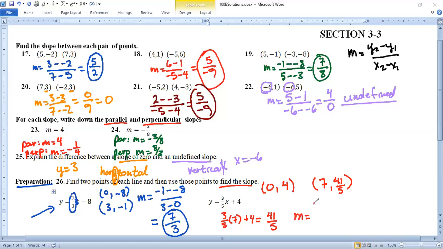Slope is 41/5 minus 4, y minus y, over x minus x, 7 minus 0. 41/5 minus 20/5 is 21/5 divided by 7. Let's simplify that. You could use your calculator. Here's what it looks like by hand. 21/5 divided by 7 is the same as multiplying by the reciprocal. 21 over 35 reduces down to, or you could reduce ahead of time. Some people call that cross-canceling, and we get 3/5.